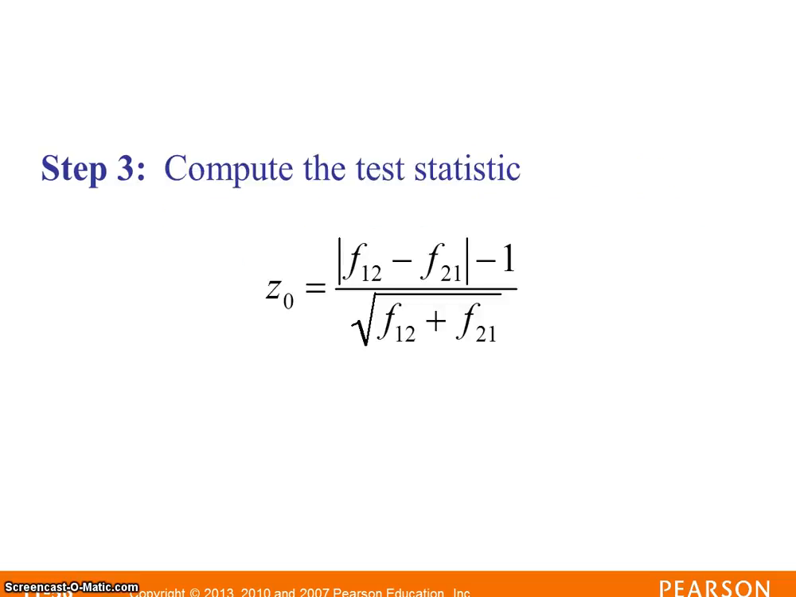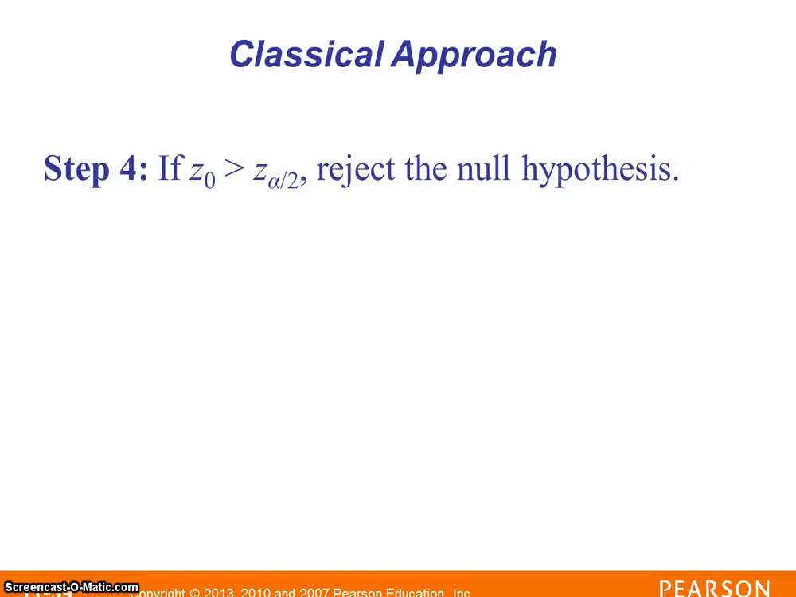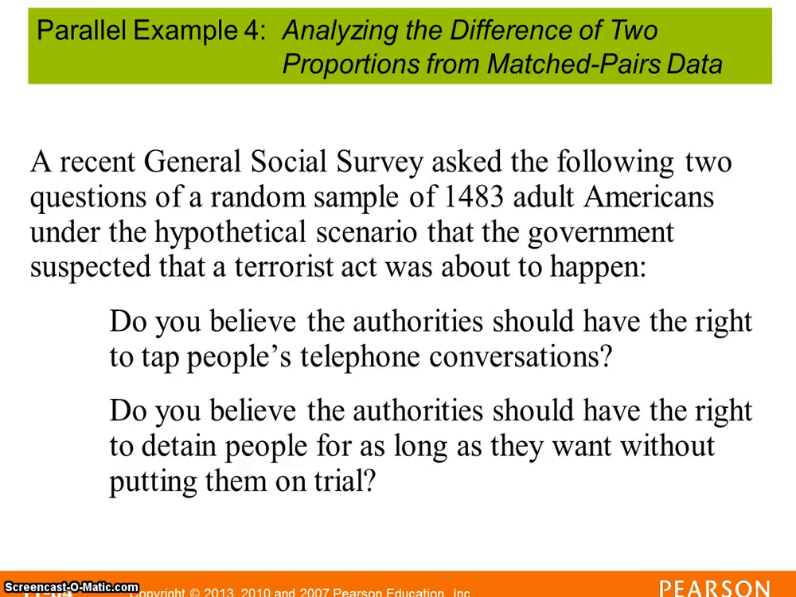And then the test statistic. In this case, the formula for the test statistic is a little bit different. This refers back to that table we were talking about. Again, you don't need to worry about where this formula is coming from, but just how to use it. And then either you use the classical approach or the p-value approach. And then don't forget to state the conclusion.